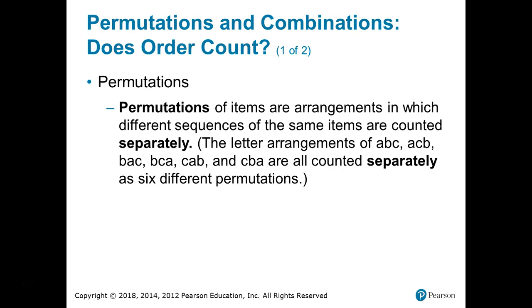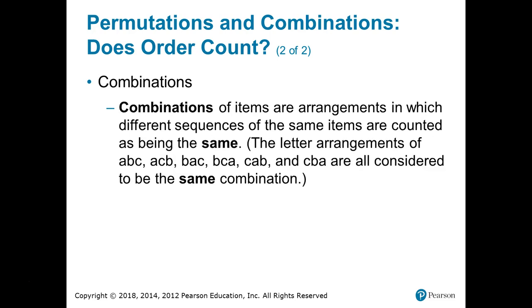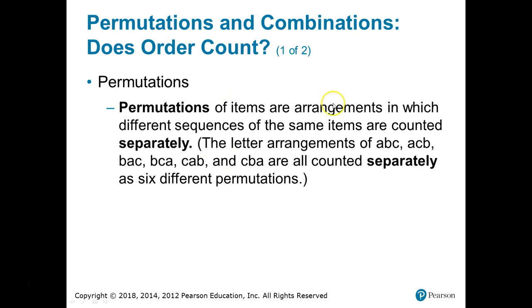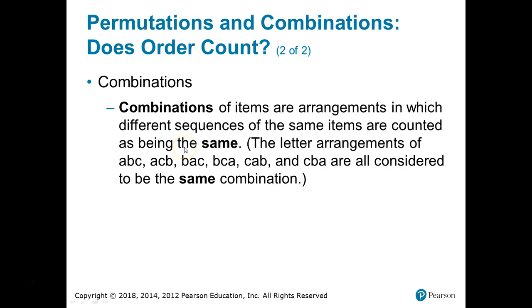So what do I mean by that? Say you have the letter arrangements ABC, ACB, BAC, BCA, CAB, CBA. They are all counted as 6 separate outcomes. ABC and ACB are 2 separate things. When we do combinations, we'll find that they are counted as the same thing. So let's look at an example. Well, first we'll talk about combinations. These all have the same 3 letters, just arranged differently, so they would be considered the same combination. So different permutations, same combination.